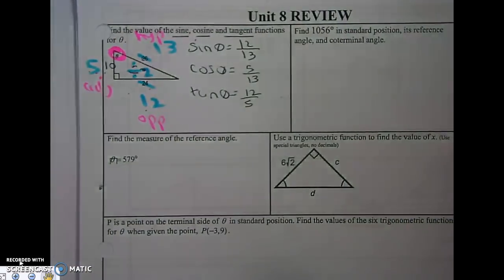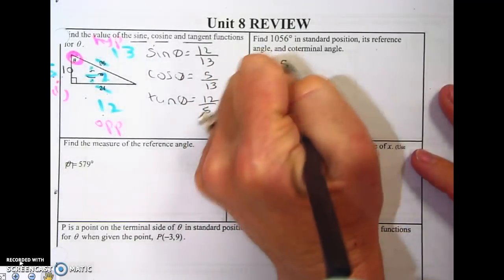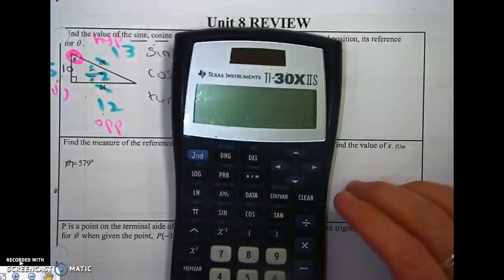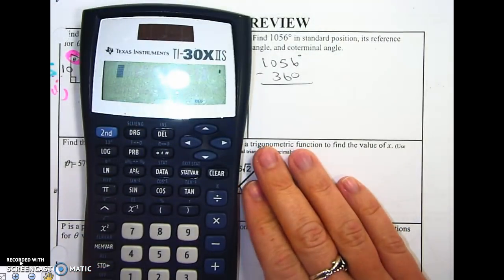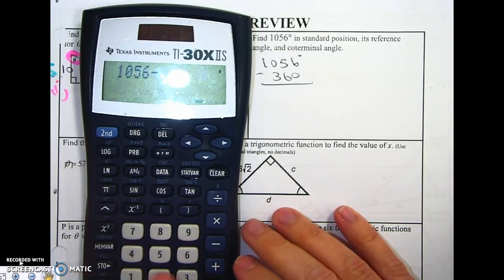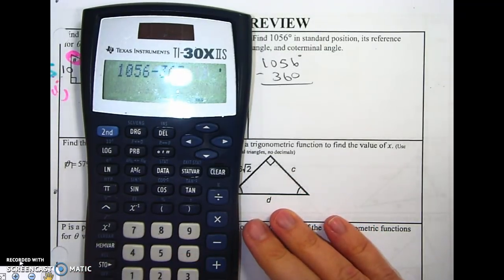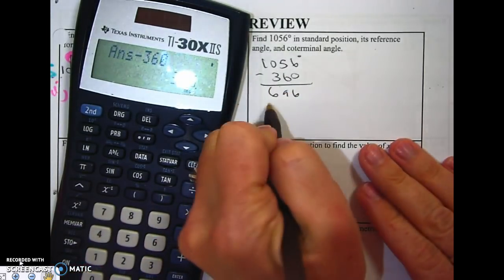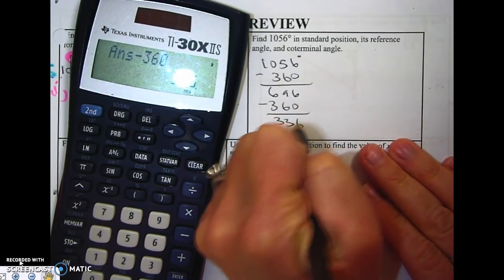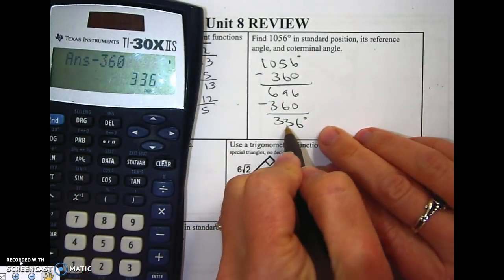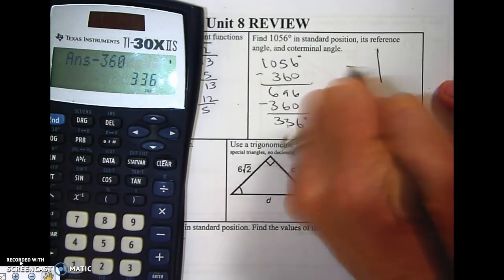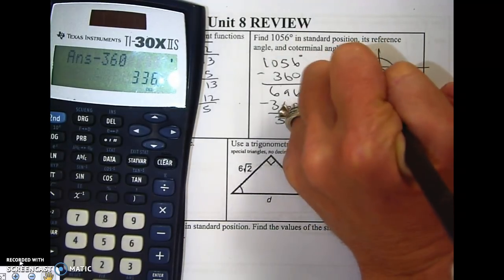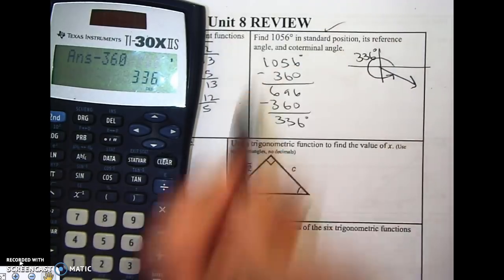All right, I need to put 1056 in standard position, but the problem is that it's too small. So I'm going to go 1056, and some of you could subtract 360, some of you might just subtract 720, which is 360 twice, but I'll just baby step it. 696 minus 360 is 336 degrees. So that's what they want. I want to know in standard position. So in standard position, that's this all the way around, 336 degrees. Check.